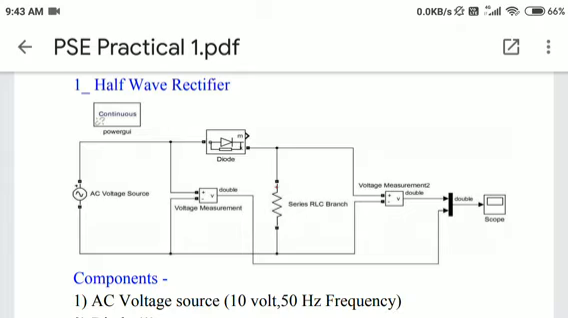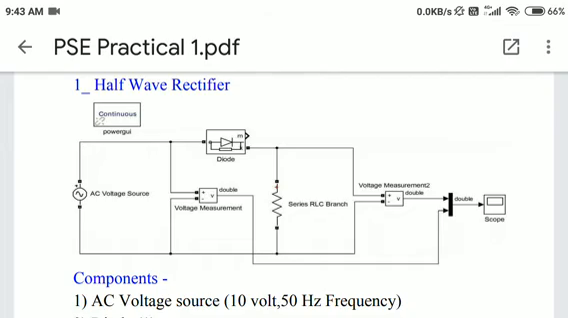Start with the AC voltage source. Connect the AC voltage source, then connect the diode, connect the resistance across the AC voltage source after the diode, and take one voltage measurement across the resistance to the scope. Then for the input waveform, connect an AC voltage measurement across the AC voltage source and give it to the scope.